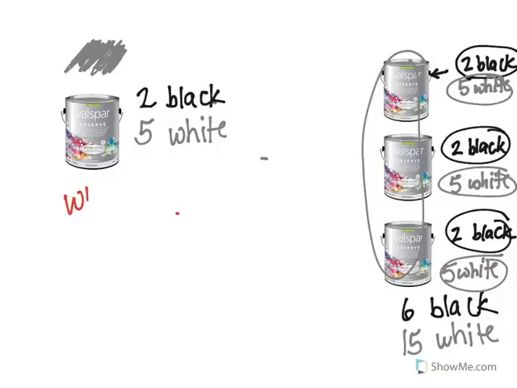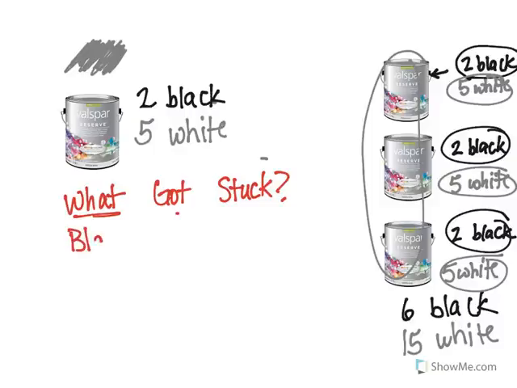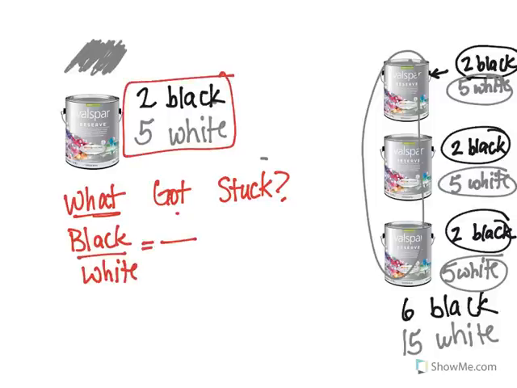We use the what got stuck method. The what represents what are you comparing, what ratio. In this case, I'm comparing black to white. Got: what information do you have? What did they give you? Well, I know that to make 1 gallon, I need 2 black and 5 white. Stuck: where are you stuck? What's the problem?